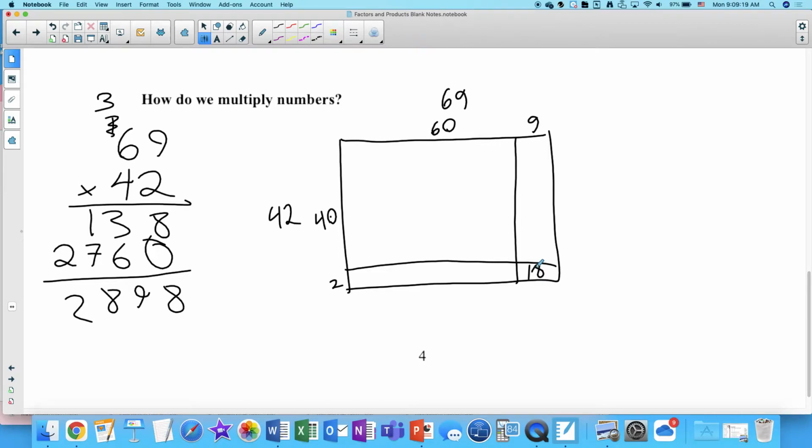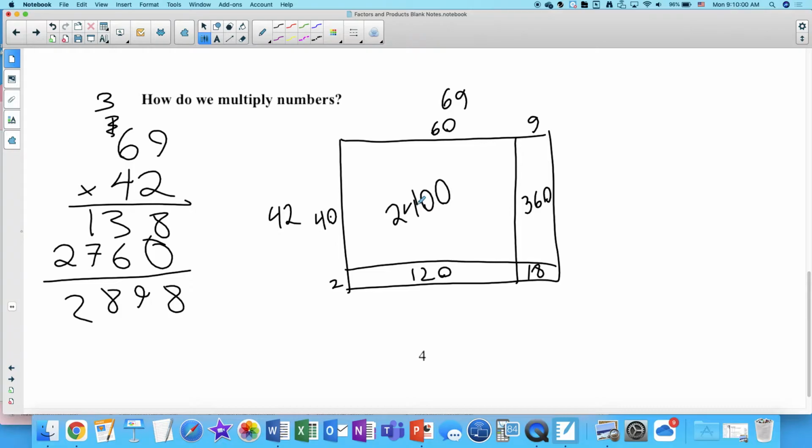And then we went 2 times 6. So that's this piece here. It wasn't actually 2 times 6. It was 2 times 60. And that's 120, and we have that as 130, but that's because we took the 10 from the 18 and plopped it on there. Then we put a 0 down because we're not actually multiplying by 4, we're multiplying by 40. 40 times 9 is 360. And then 40 times 60 is 2,400. Then we can add all of these up together and we end up with the same answer, 2,898.